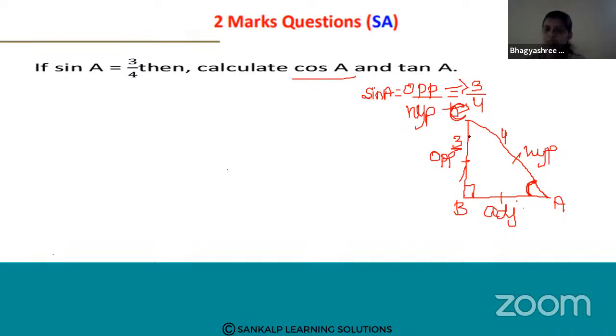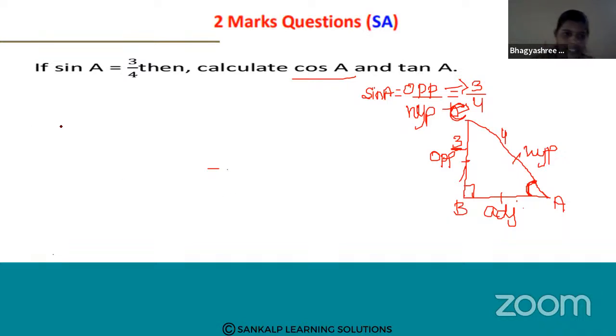So what did they give in the question? Sin A is equal to 3 divided by 4. Then find out cos A and tan A. So first we have to draw one right angle triangle. In that, opposite side is BC and hypotenuse is AC. So opposite side value is 3 and hypotenuse value is 4. Here, in order to get the cos A value, what do we need to know? The adjacent side. Adjacent side divided by hypotenuse is cos A, but we don't know the value of the adjacent side. For that, we need to calculate the adjacent side.